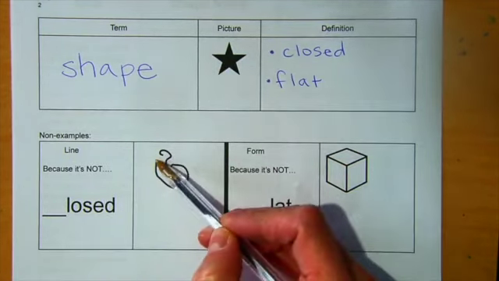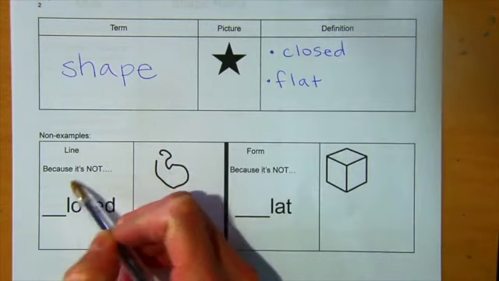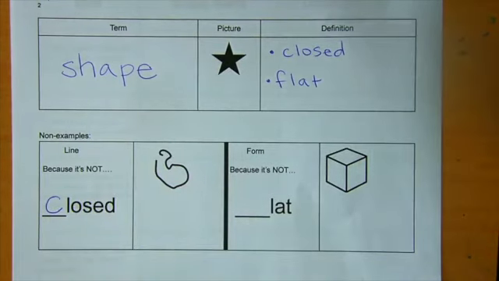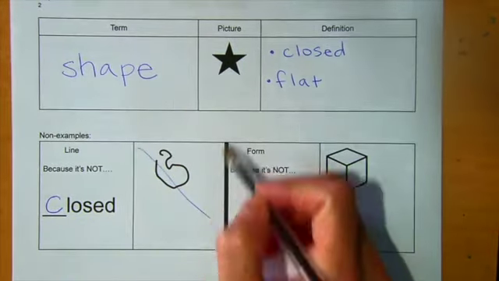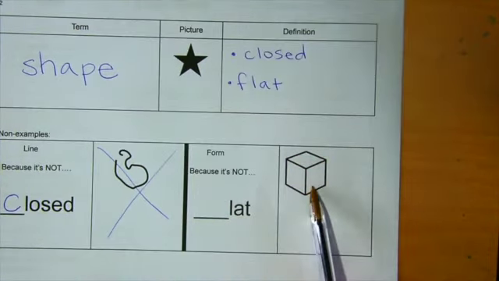So here I have a squiggle that's almost a shape. Like if it would just get connected right there, it'd be a shape, but it's not. So it's a line because it's not closed. Will you put that C on there for closed? And then cross this out. This is not a shape. That is just a line, just a squiggle. It's almost a shape if we just go a little bit further, but it's not.